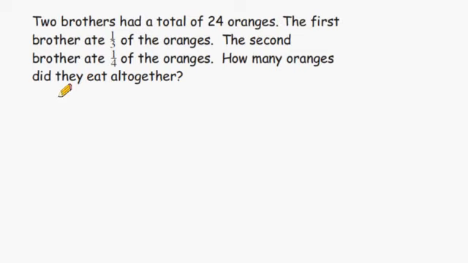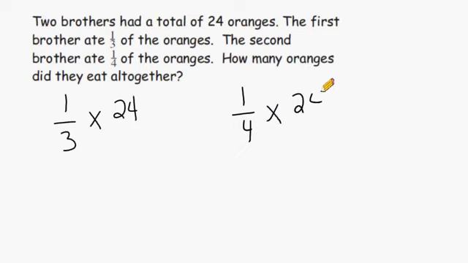Well, one strategy to approach this problem is to figure out what 1/3 of 24 oranges is equal to. And also, we have to figure out what 1/4 of 24 oranges is equal to. Because the first brother ate 1/3 of all of the oranges, and the second brother ate 1/4 of all the oranges. And once we figure out how many oranges each brother ate, we can add those quantities together.